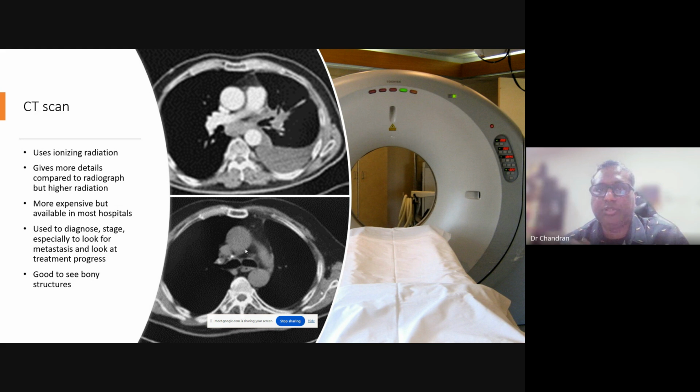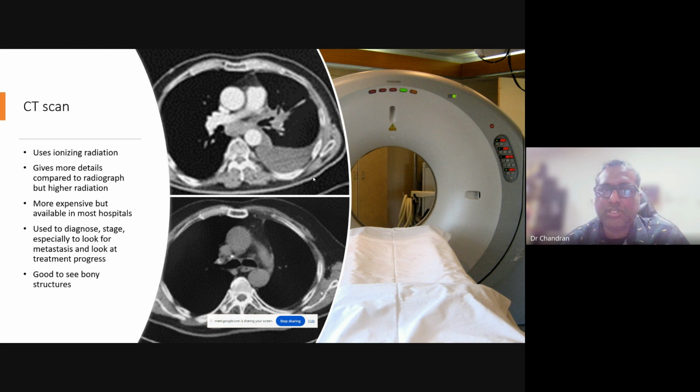In Malaysia, we do not do this. We do not use CT scan to screen for lung cancers. But when we see something wrong in chest X-rays, sometimes we do a CT scan to prove whether this is normal or abnormal. I'll show you normal and abnormal after this, all right? So there are two reasons why we use it. One is to diagnose.